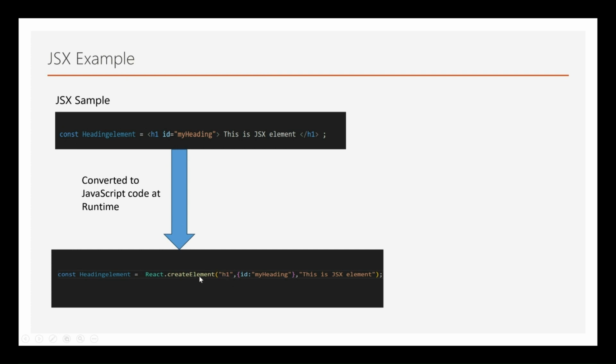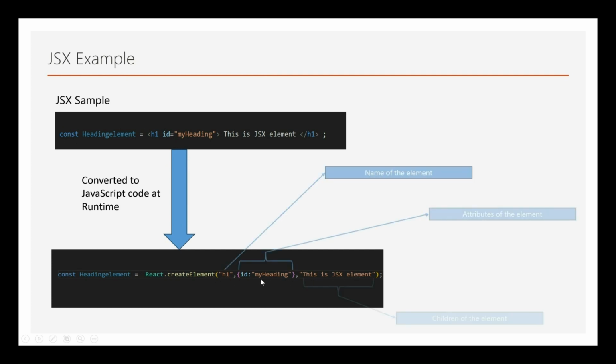React uses the createElement function to create an HTML element. createElement takes 3 arguments. First argument, the name of the element. Second argument, the attributes of the element. Third argument, the children of the element. In this example, h1 is the element name. id equals myHeading is the attribute. This is JSX element is the child of the h1 element.